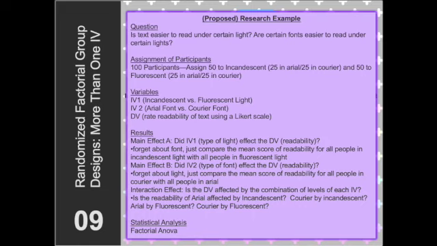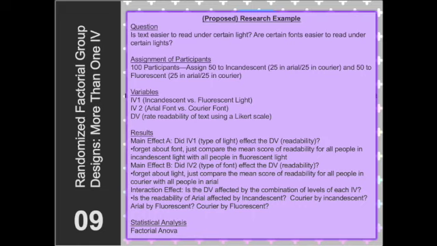So here your first independent variable is incandescent versus fluorescent lighting, or type of lighting. Independent variable 2 is type of font, so you have your two levels of that, Arial font versus Courier font. And then you would have your participants rate the readability of the text or the font that they got in the lighting condition they were in using a Likert scale, and that would constitute your dependent variable. So as a result of this, you're going to get some main effects and interaction effects.